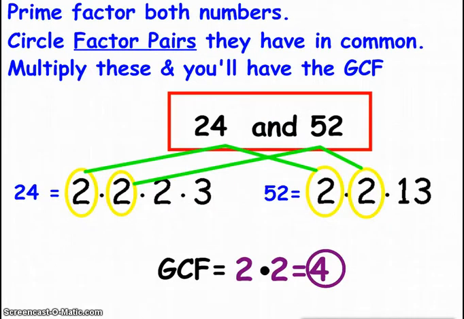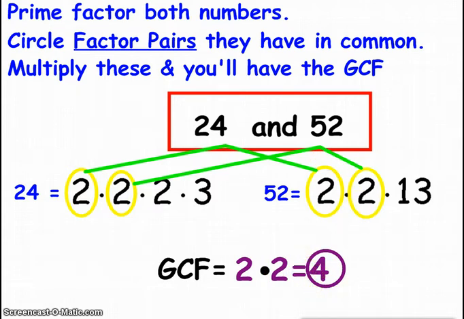And prime factorization actually breaks it down into prime numbers. So 24 would be the result of 2 times 2 times 2 times 3. You'll notice that 2 and 3 are all prime numbers. That's why we call it prime factorization. 52 would actually be broken down into 2 times 2 times 13. Again, all prime numbers.